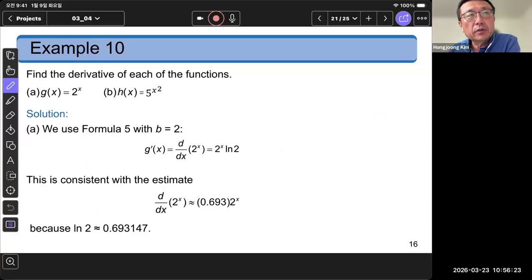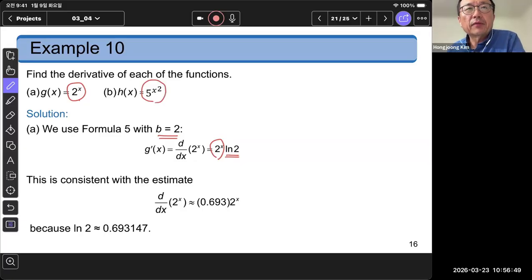So if I consider this b to the x function, when I differentiate it, you need to multiply by ln b, and b is 2 in this case. So if you differentiate 2 to the x, you get 2 to the x times ln 2.